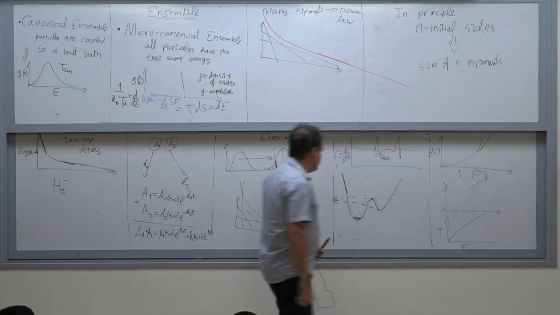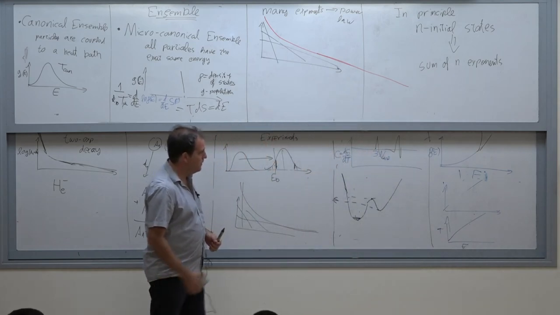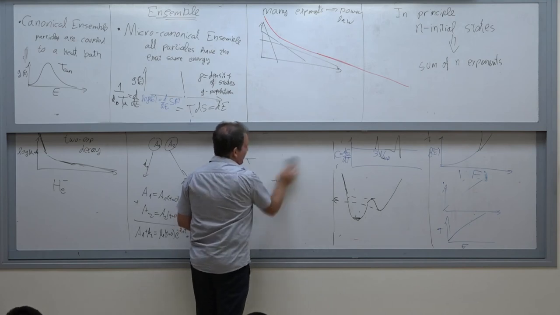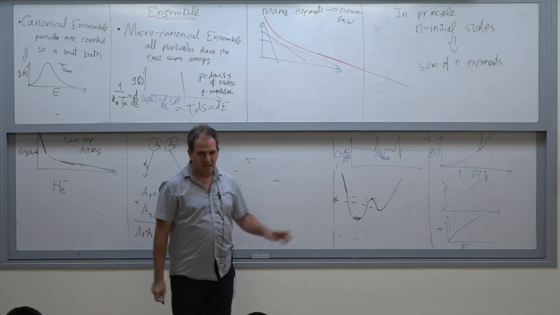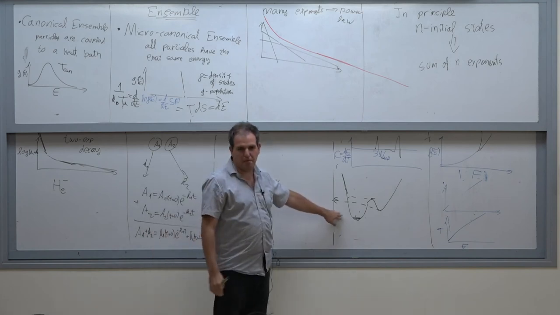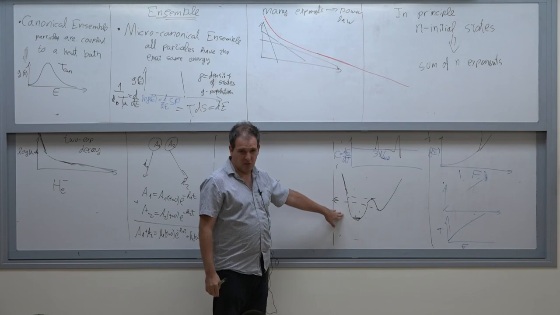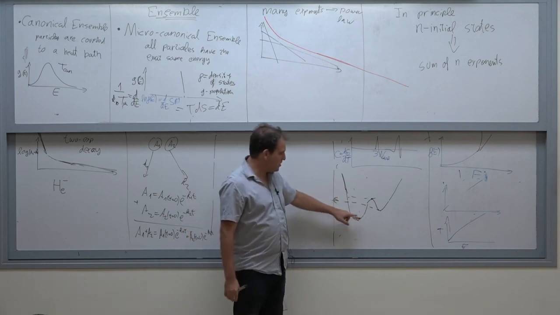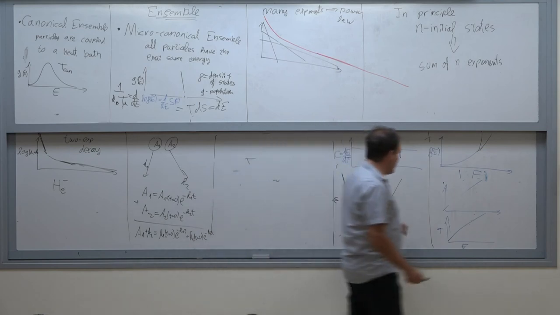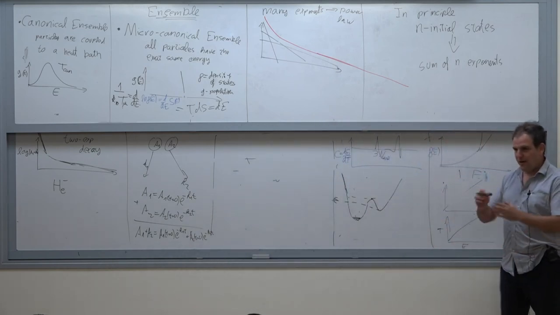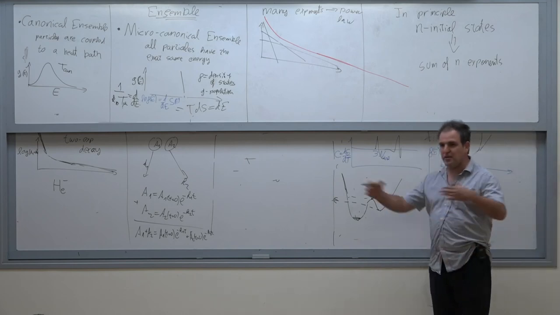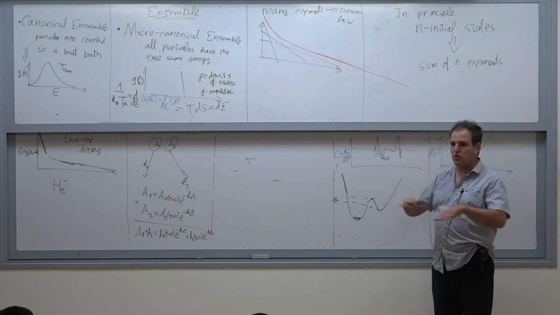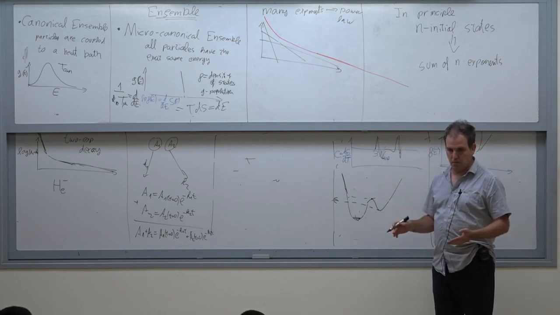Now, experimentally, all this is true for the microcanonical ensemble. But for the canonical ensemble, for small systems, you take all these curves over here, and you have to smear them over a wide distribution of energies. So all these sharp features should be washed away, and you shouldn't be able to see them. Okay?